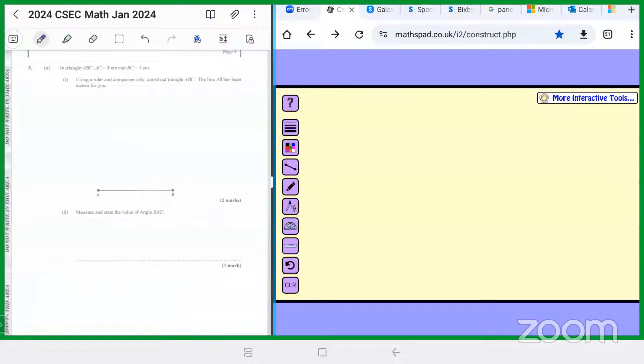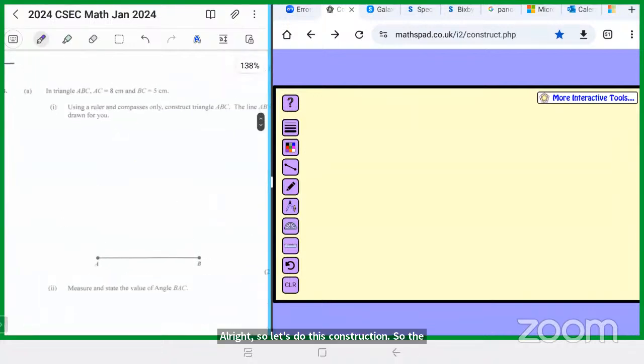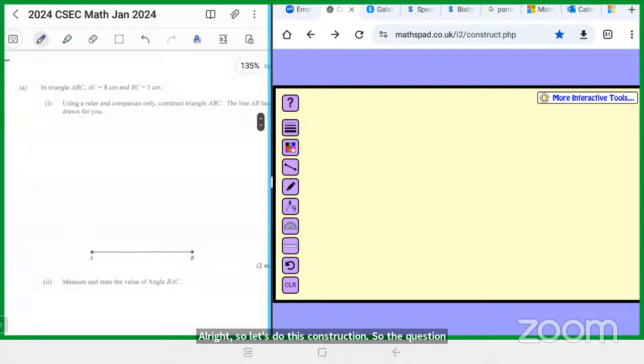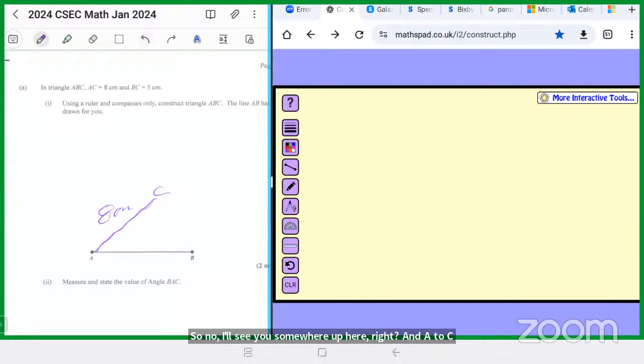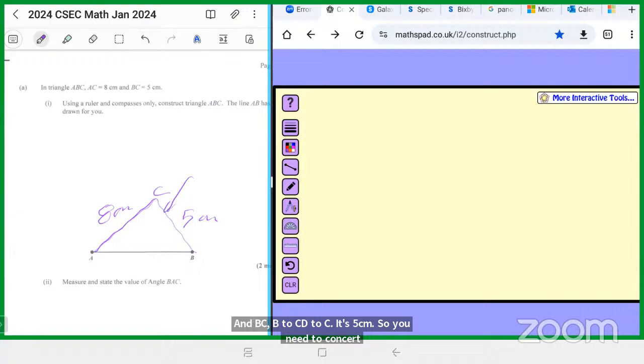All right, so let's do this construction. The question basically wants us to construct triangle ABC. They give us AB already. You say AC is 8 centimeters, right? So you know C is somewhere up here, and A to C is 8 centimeters, and B to C is 5 centimeters. So you need to construct this line, and I also need to construct this line.